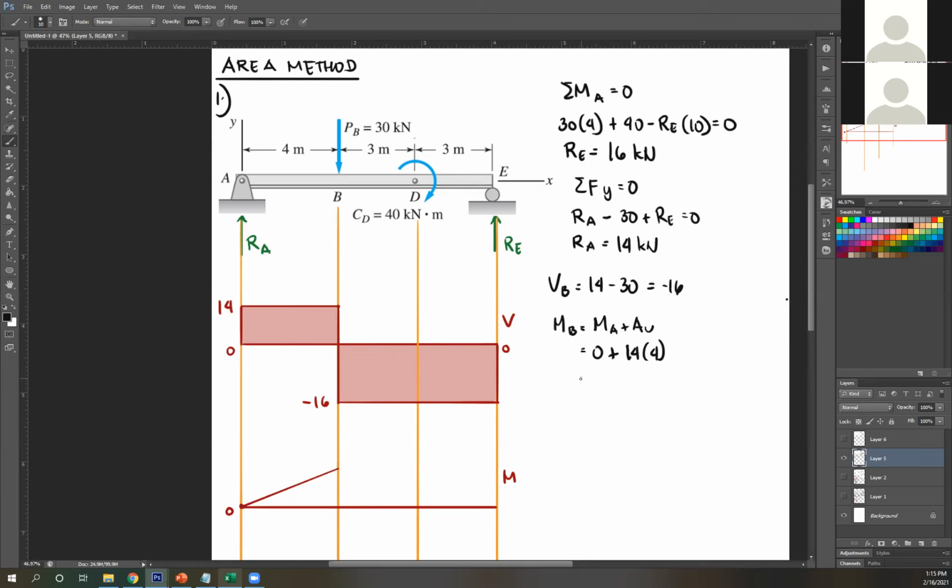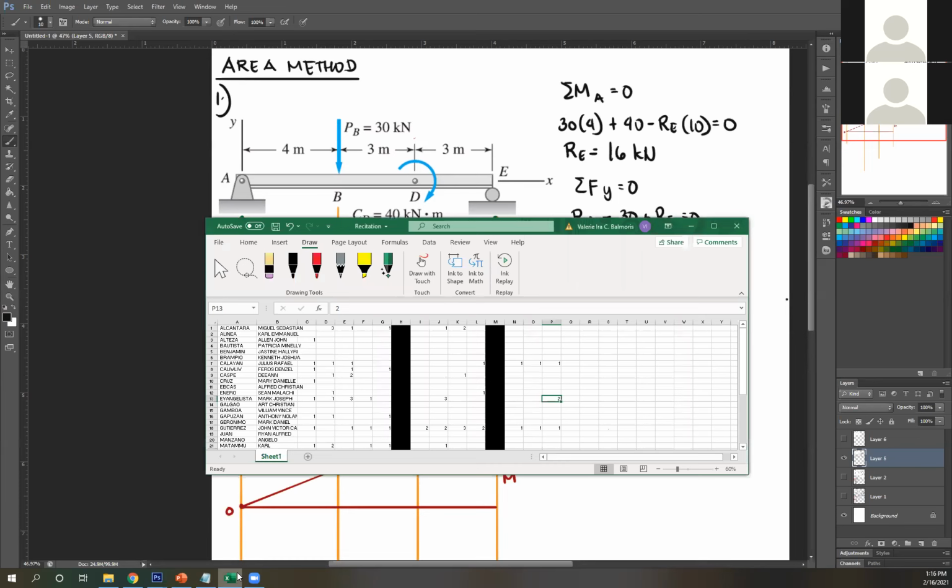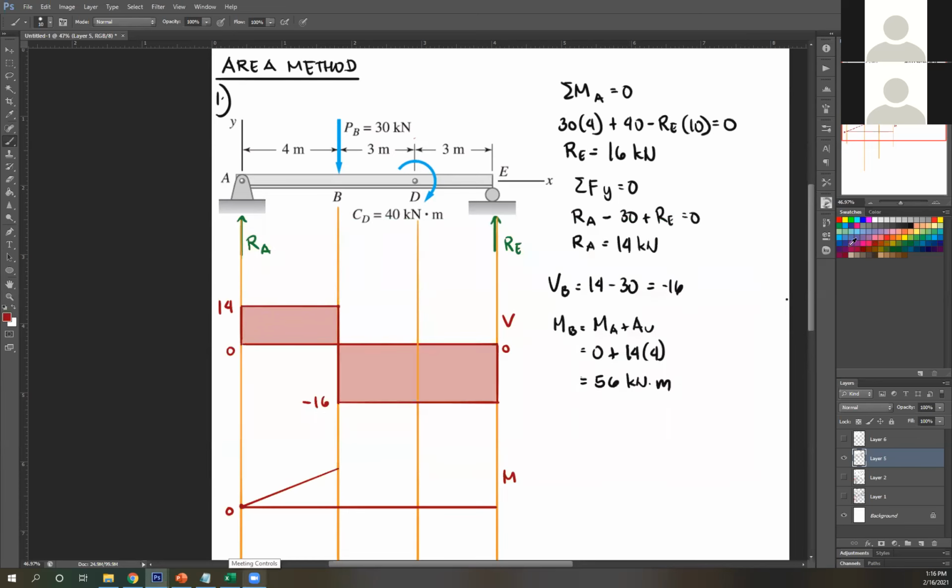56, correct. Kilonewton meter. So this is 56. Next, you have a negative area, so you go down. Okay, then you stop when you get a couple. So how do I know what's that? Let's call that MD. MD1. Okay, so what are you going to do? So MD1 now is just your MD.